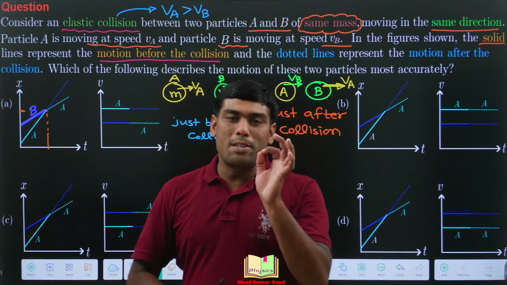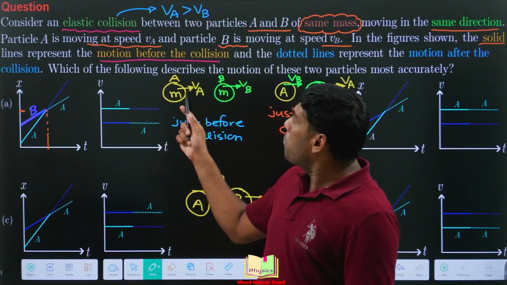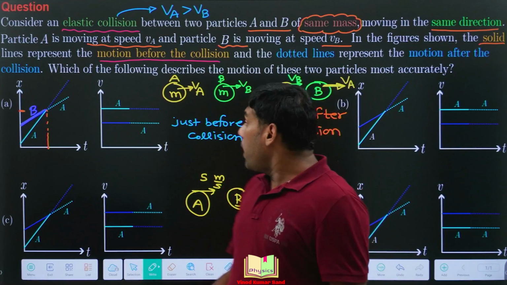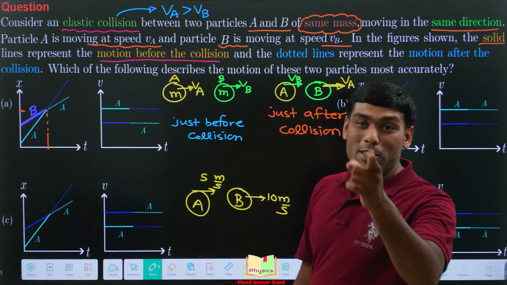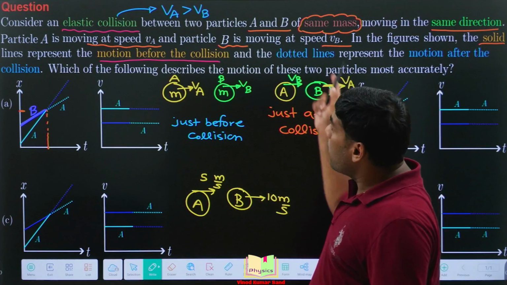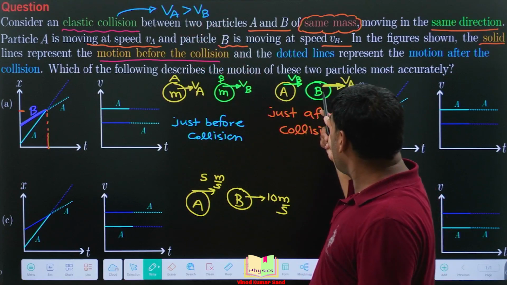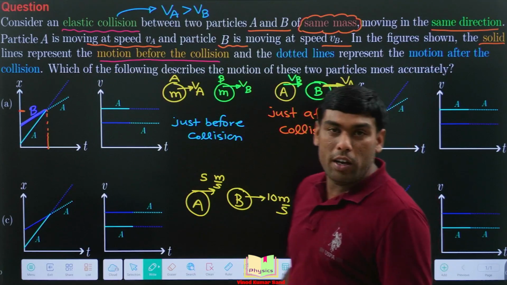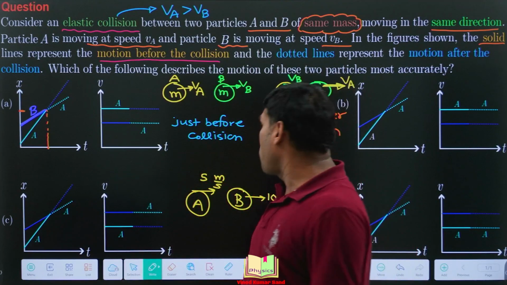So there is a simple intuition. Before the collision, who is moving faster? Before the collision, A is moving faster. And after the collision, who is moving faster? B is moving faster, because we earlier established that VA was greater. So after the collision, the velocity has been exchanged and B is moving faster. Let us see which velocity versus time graph has this information.